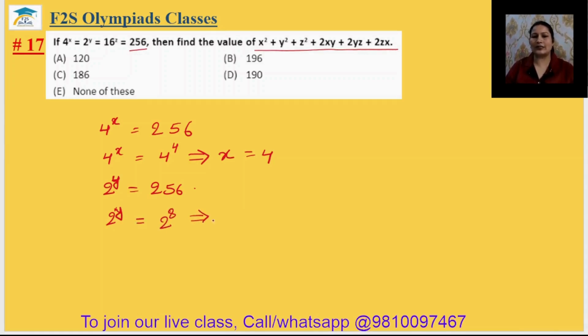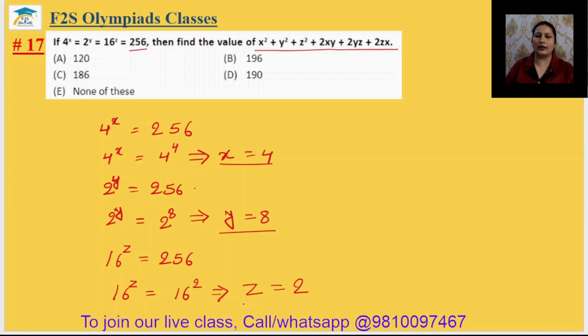This implies bases are same, so y equals 8. We can now write 16 to the power z equal to 256. So 16 to the power z, we can write 256 as a power of 16, which implies z equals 2. Now we know the value of x, y and z.